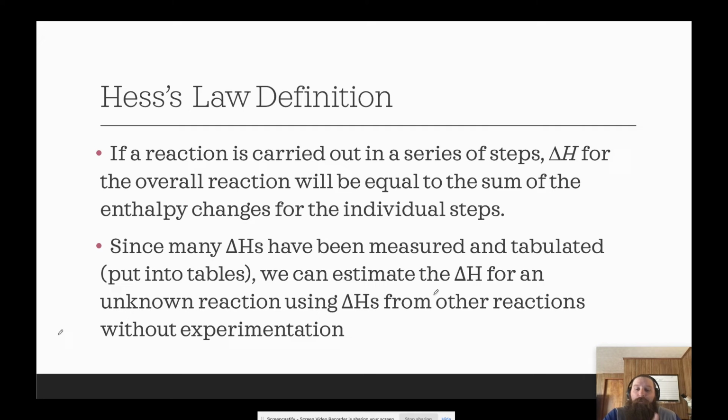And we've tabulated them. We've put all those values into a table. So if I know the series of steps that a reaction undergoes, and I have a table full of enthalpy values, then I know if I just sum the steps in the reaction, I can get the overall delta H for a new reaction that I haven't done the experiment for yet. And that's pretty handy, right?